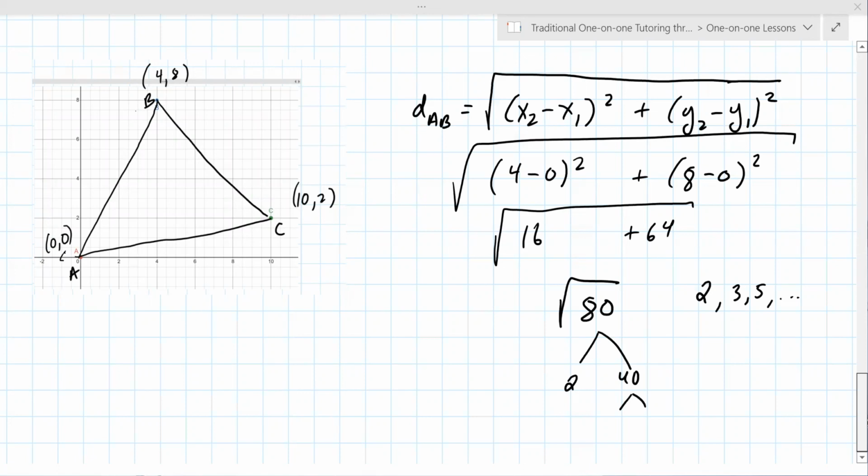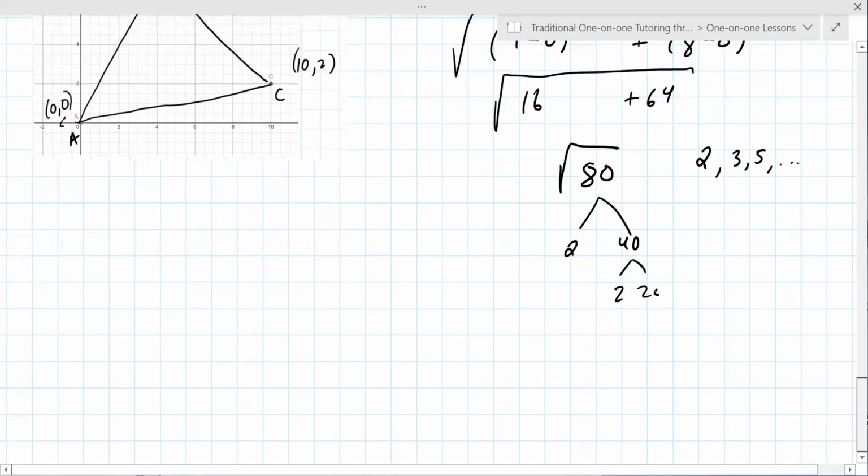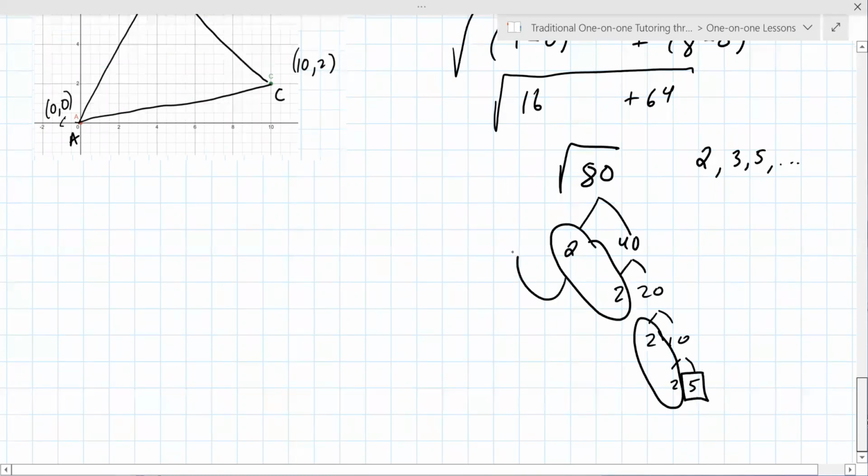That is 5. So the factor tree: 2 and 20, 2 and 10, 2 and 5, right? You circle the pairs. There's a pair and there's a pair, and then there's a 5 left over. For each pair, you bring a number out. So you bring out the 2, then you bring out another 2, and the square root of what's left over, which is 5.